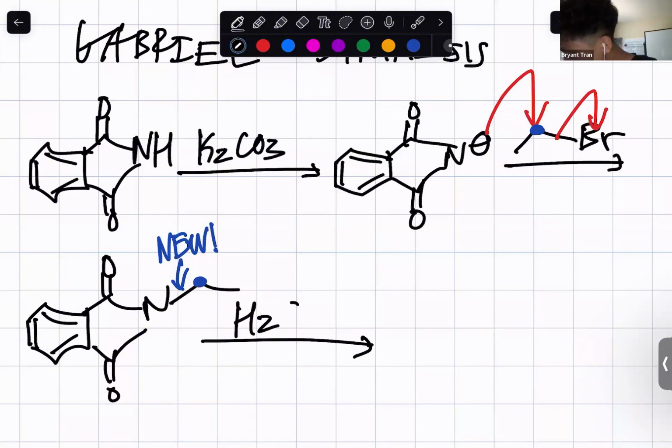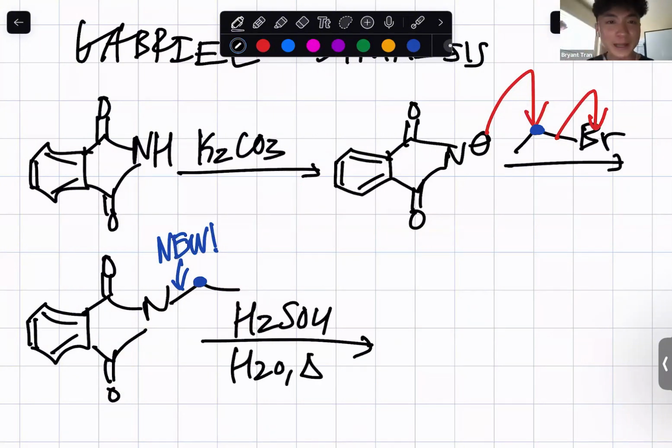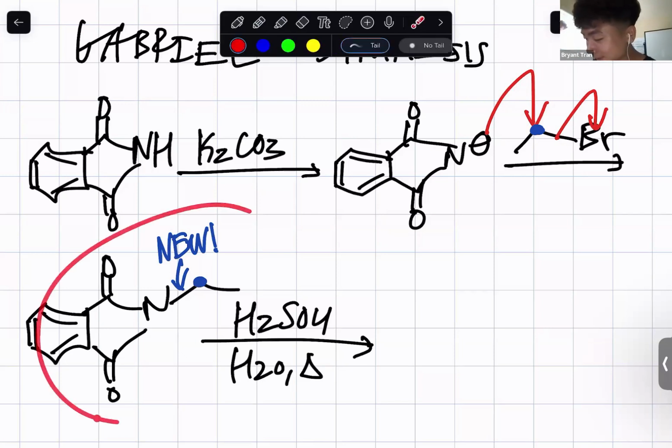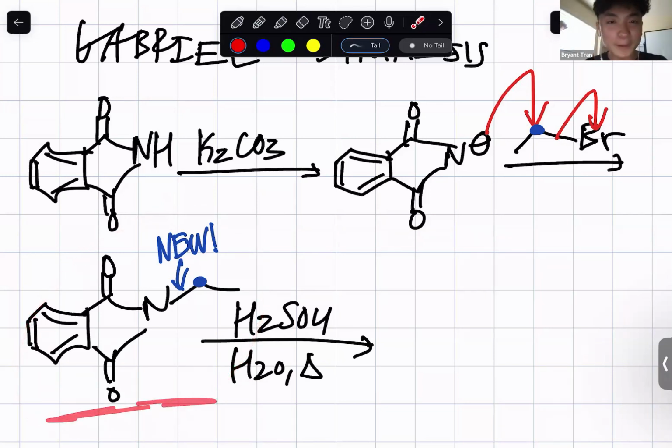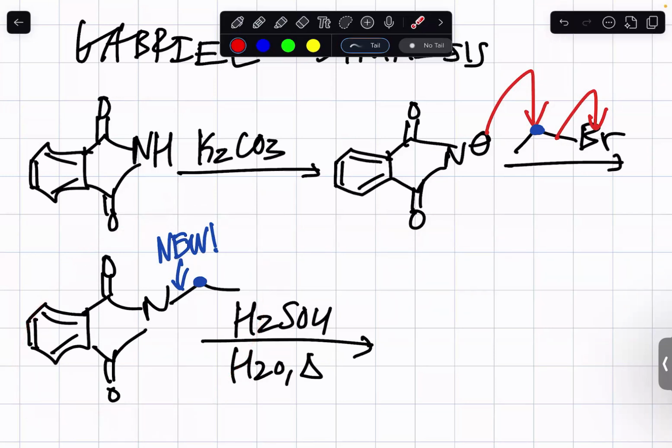Now, this is going to be a hydrolysis reaction here. If I put acid, like H2SO4, water, and heat, do you remember what kind of reaction this would do based on this reactant here? What functional group do you see present in this reactant here? The N and the methyl group, that's the new one that we made, and then the double bond O.